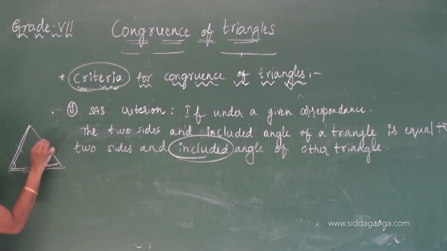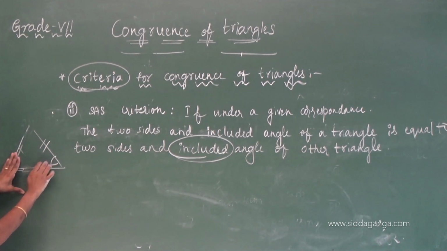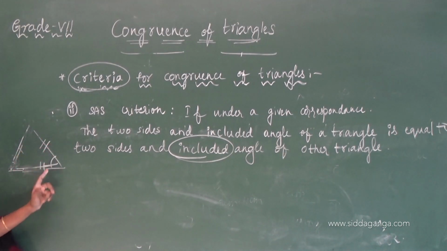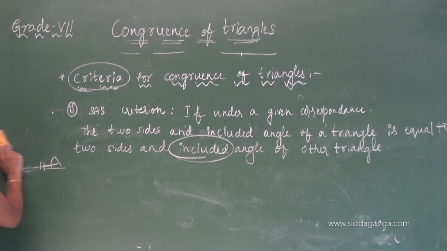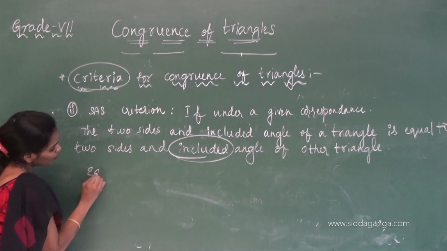If we take these two sides, this one is the included angle. If you take these two, this one will be the included angle, like that. The angle formed where the two sides meet is the included angle. Okay, I am taking one example here.